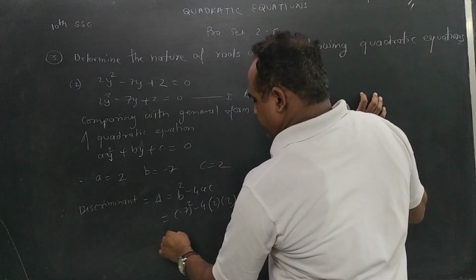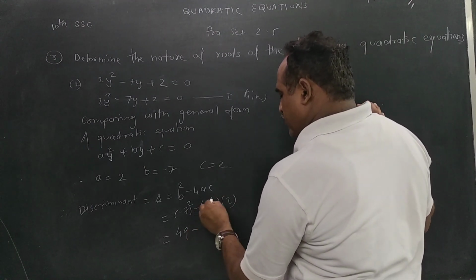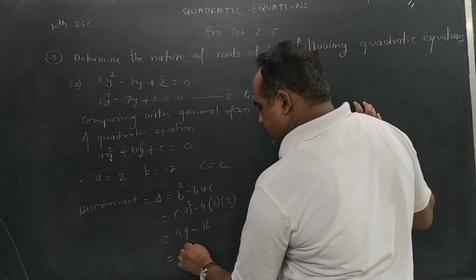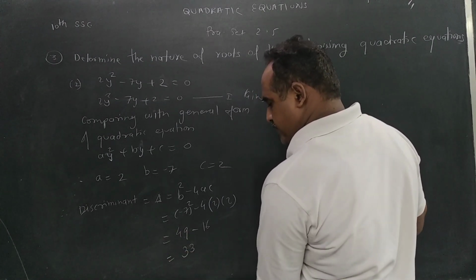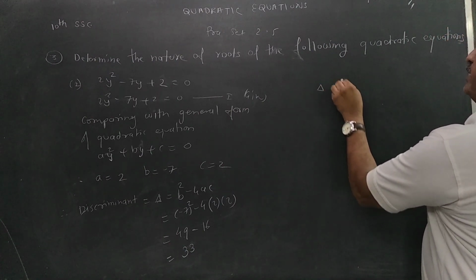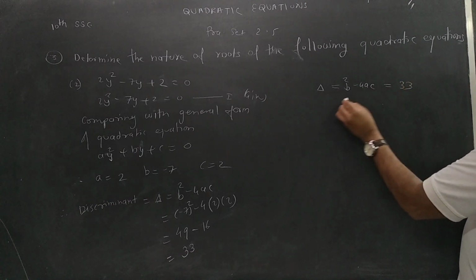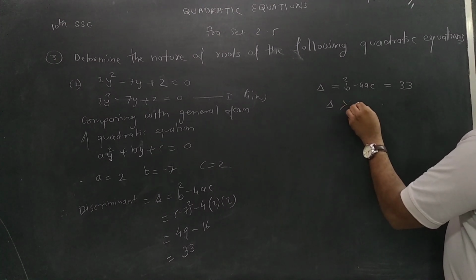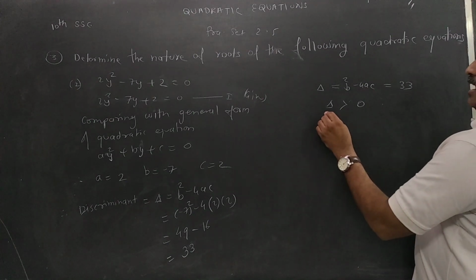So minus 7 square is 49, minus 4 twos are 8, 8 twos are 16. Then 49 minus 16 is 33. Is it right? So delta is equal to b square minus 4ac is equal to 33. So delta is more than 0. Value of delta is more than 0. Correct now?